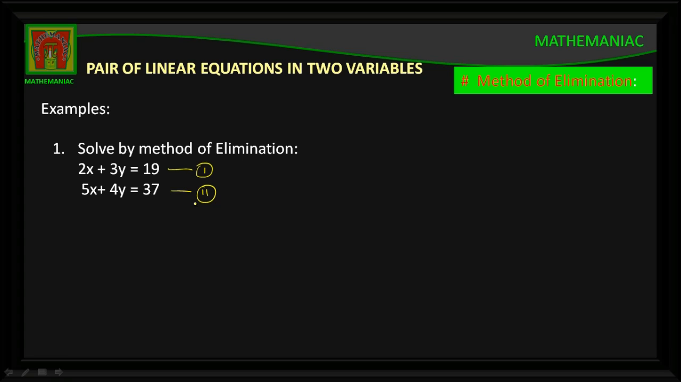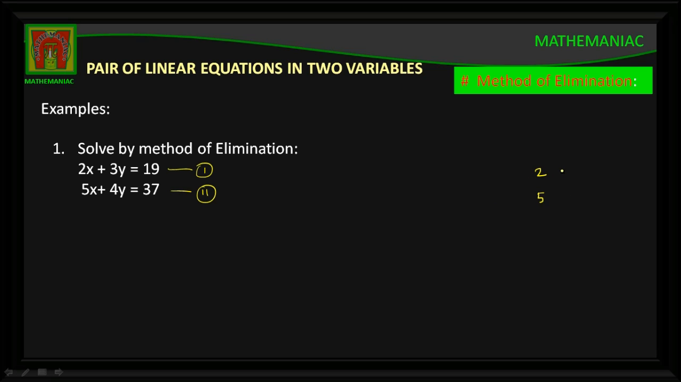Great. Now you have to just think to start with the method, which variable you would like to eliminate. There is no hard and fast rule, as I told you earlier. So normally people tend to remove x. So I'm also doing the same thing. I'm going to remove x first, then I'll get the value of y, right? So what is the coefficient of x in the first equation? It's 2. What is the coefficient of x in the second equation? It's 5.